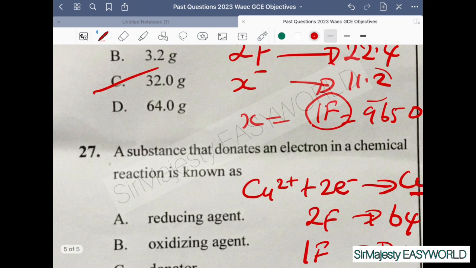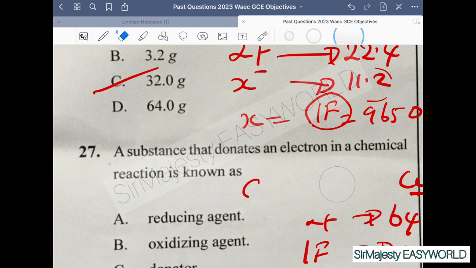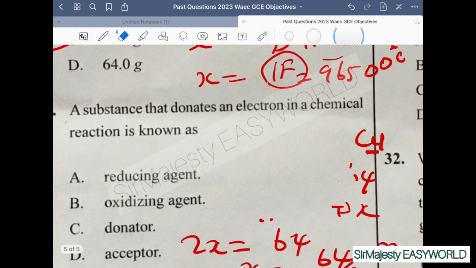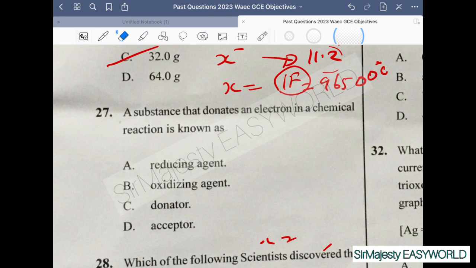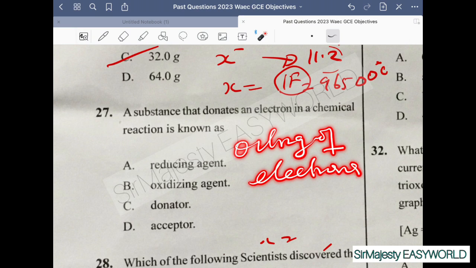Okay, now next question is question 27. A substance that donates an electron in a chemical reaction is an electron donor. For the species that donates electron, you now say oxidation and reduction, OIL RIG, of electrons. I often use this. Oxidation and reduction means OIL RIG of electrons. This implies that O is oxidation, I means involves, then L means loss of electrons.